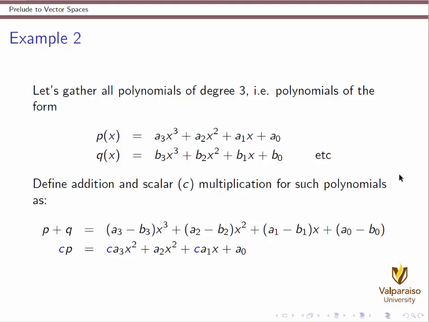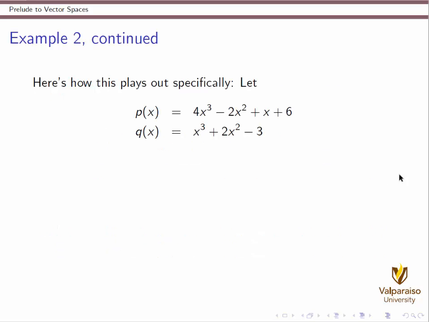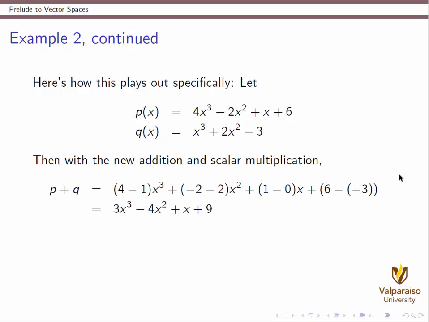So we have a new system. We've got all the polynomials of degree 3. We have a brand new addition and a brand new scalar multiplication. As an example of how this would work, here's two specific polynomials. Let's add them together. So again, the coefficients of the first polynomial minus the coefficients of the second polynomial.